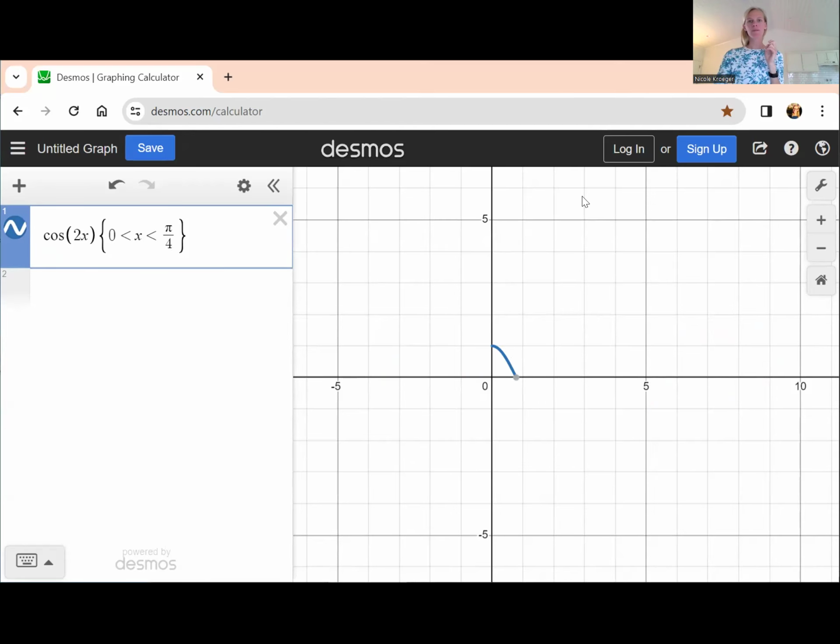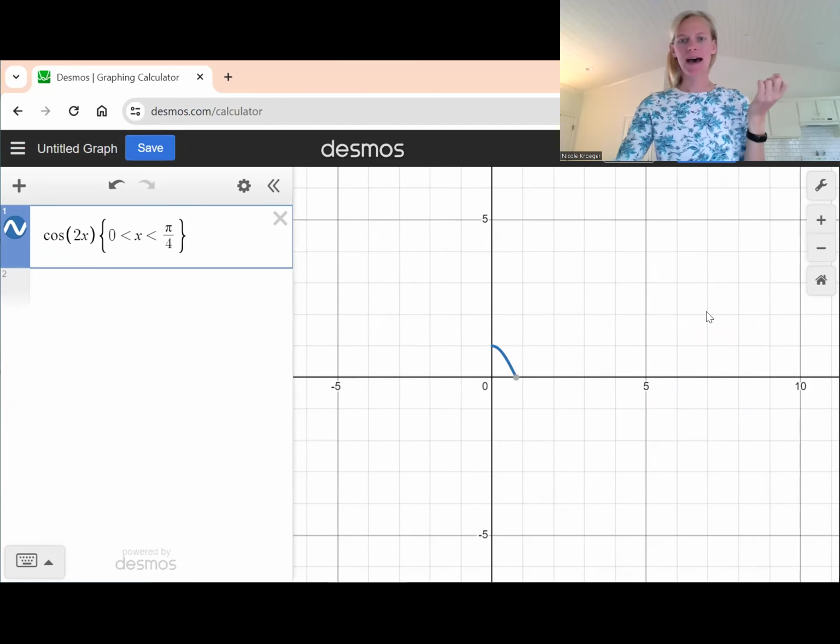Okay, so we'll get some more practice with this in class, and we'll see something called the mean value theorem for integrals in class as well.